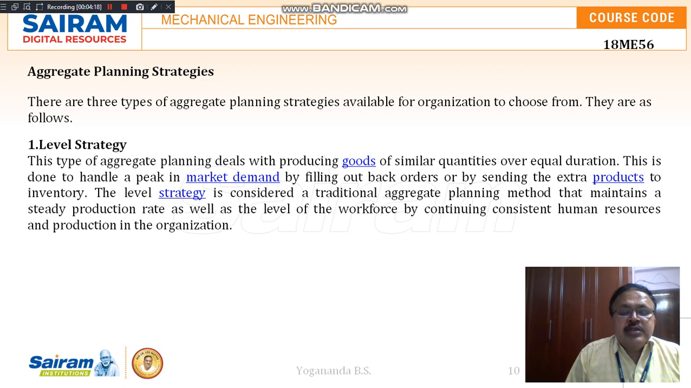The level strategy is considered the traditional aggregate planning method. It maintains a steady production rate and the same level of workforce, so that no machine or labor is kept idle. We maintain the steady production rate in all the seasons. So the level is maintained between the demand and supply. That's why it is called the level strategy.